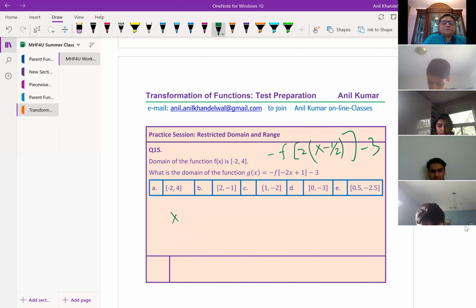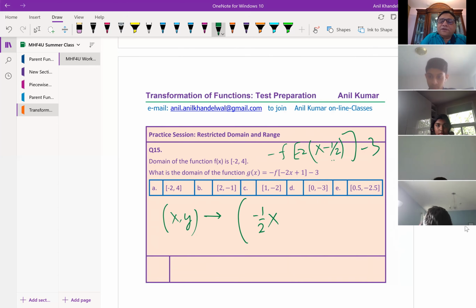So x would be, since it's negative x, would that negative be included into the x? Yeah, I should have taken the minus 2 outside. So negative half x, minus 3. No, what happens to the x value? Wouldn't it just say negative half x then? No, translation of half to the right, plus half. Oh, okay, x value, I get it now. Correct. What happens to the y value? Minus y, minus 3. Correct.